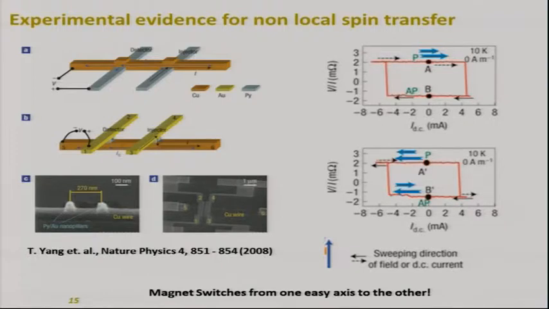I won't walk you through the details of this, but basically by injecting current from one magnet into a normal conductor, where the electrical current goes this way, the net spin accumulation in the normal conductor diffuses the opposite direction. And in this experiment, they demonstrated conclusively that the second magnet could be, in fact, flipped.